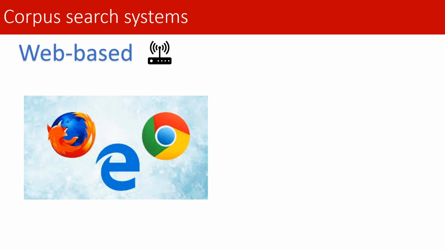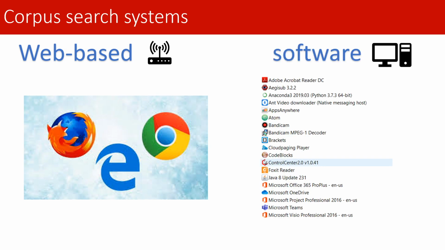There are many corpus search systems, and they can be divided into 2 types. The first one is a web-based system. For a web-based system, other than a computer connected to the internet, you just need a browser. The second system is standalone software. For standalone software, you need to download the application and install it to your personal computer. But once you have it installed, then you don't have to get connected to the internet to use it.